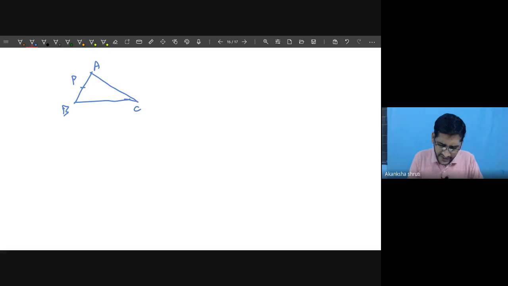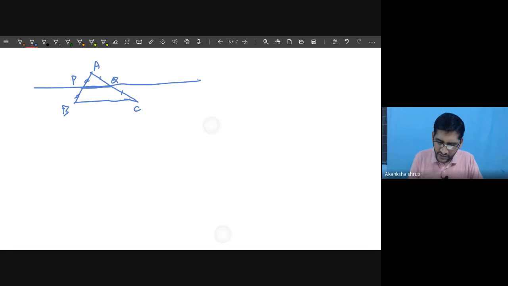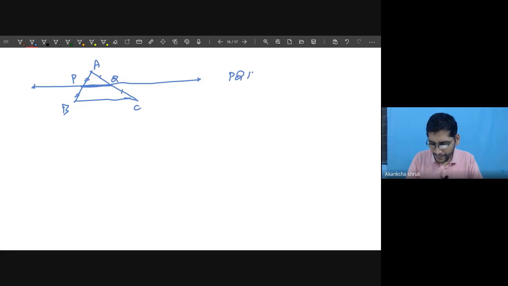Let us consider P is the midpoint of AB and Q is the midpoint of AC. P is the midpoint of AB means AP is equal to PB. Q is the midpoint of AC means AQ is equal to QC. Now if you join this P and Q, then PQ is a line segment, and this PQ will be parallel to BC. It is this one.